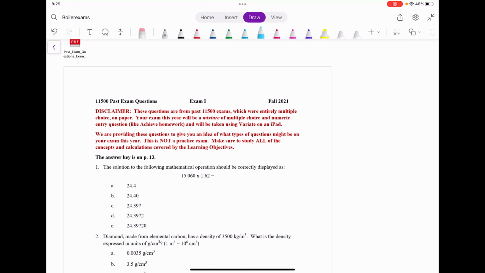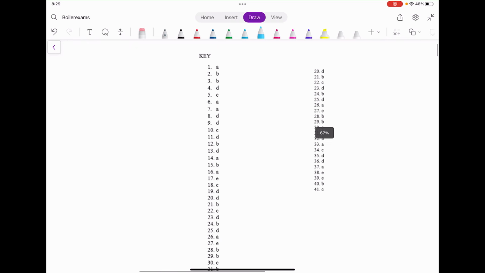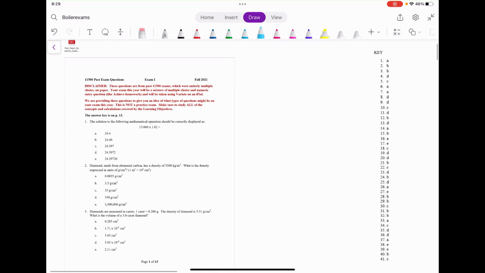Okay, we got some past exam questions from exam 1 of fall 2021. Here's the answer key again. Here's the whole thing, in case you want it.